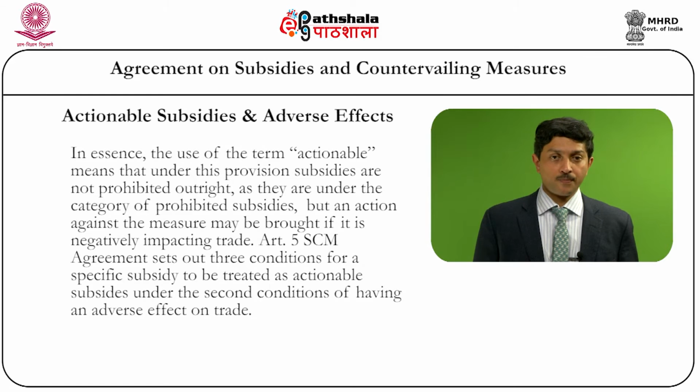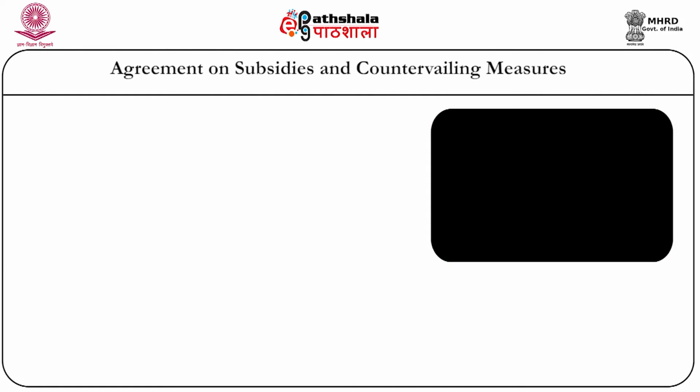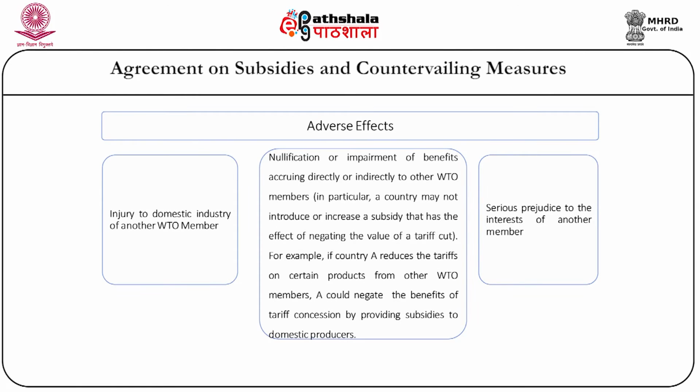Article 5 of the SCM agreement sets out 3 conditions for a specific subsidy to be treated as an actionable subsidy. The one thing is injury to the domestic industry of another WTO member. So the subsidized imports are causing injury to the domestic industry in the importing country.